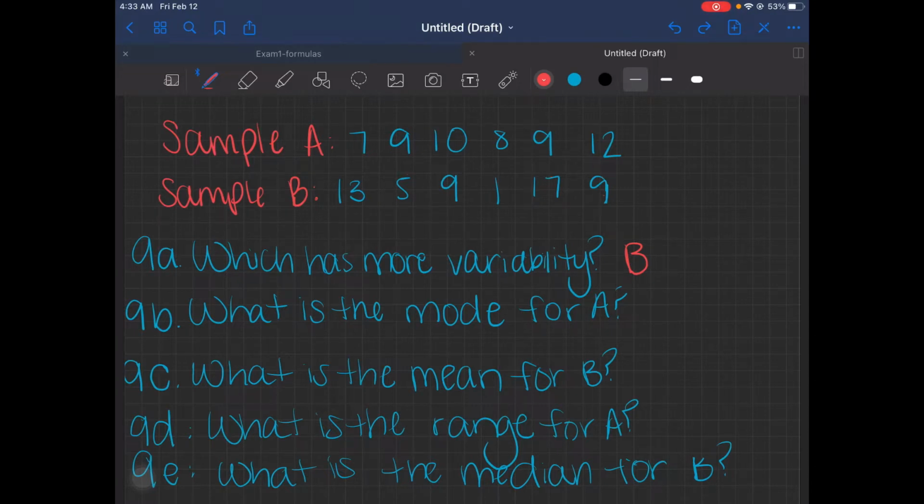The second question asks what the mode is for sample A. Remember that mode is just the response that occurs the most often. So in our set for sample A, the only response that occurs more than once is 9. So that is our mode.